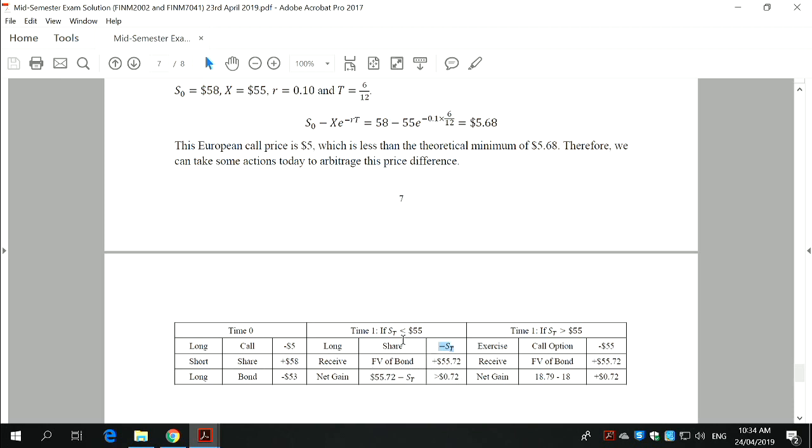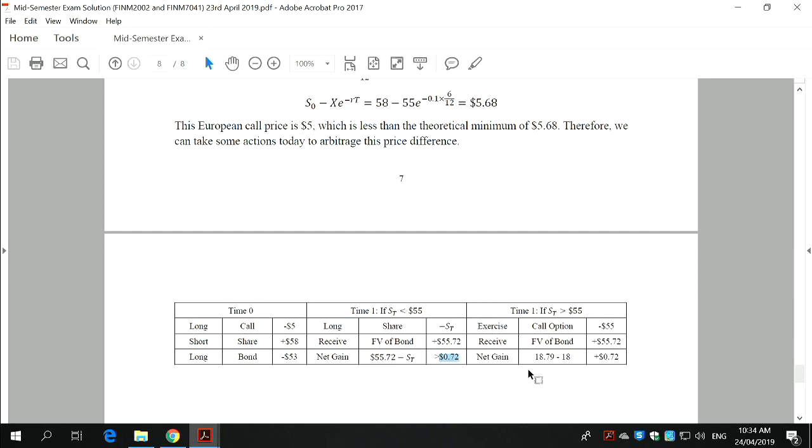Right? So what is your net gain if the share price finishes lower? Your net gain is simply, you sum up this column here, so it's 55.72 minus ST. ST is the market value of the share price. Because we know ST must be smaller than 55, we're making a profit that's larger than 72 cents. So that's the first scenario.